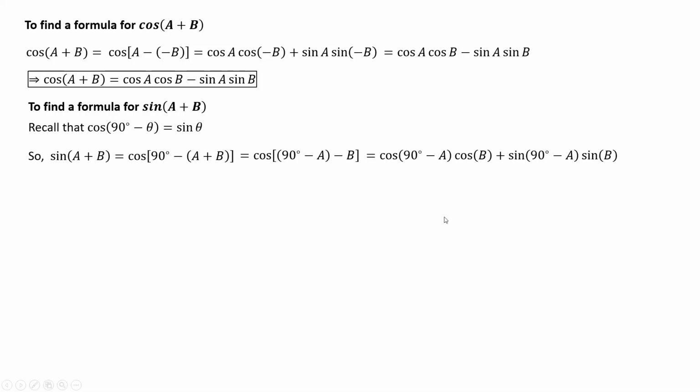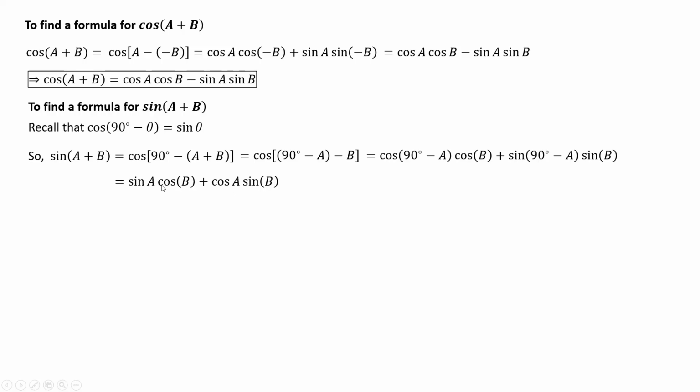Cool. All right. But what's up with cosine of 90 degrees minus A? What is that equal to? We already said this, right? The co-function identity, cosine of 90 degrees minus A is sine A. Similarly, sine of 90 degrees minus A is cosine A. So we can replace cosine of 90 degrees minus A with a sine A and sine of 90 degrees minus A with a cosine A.